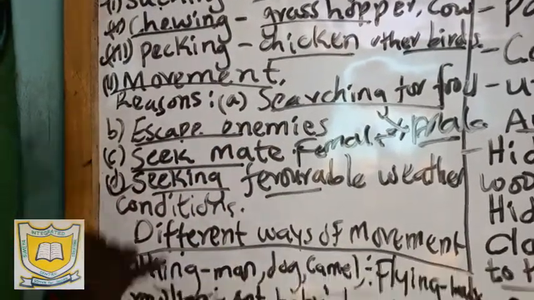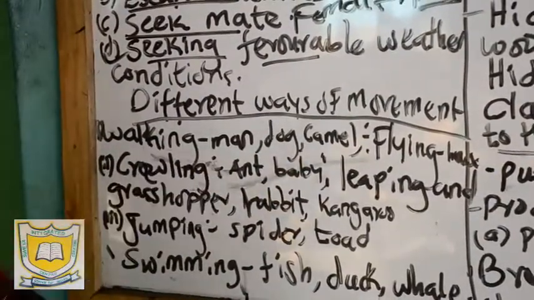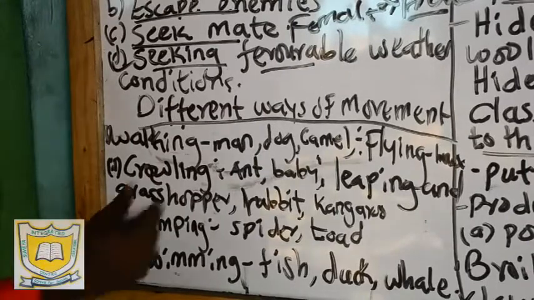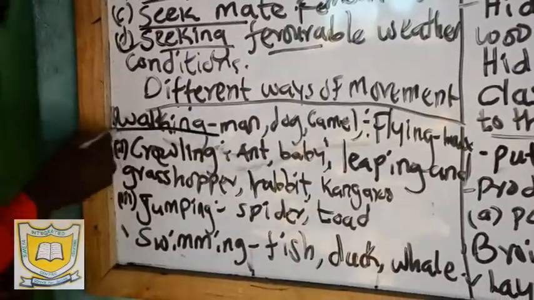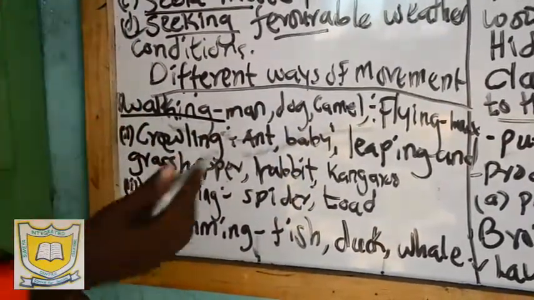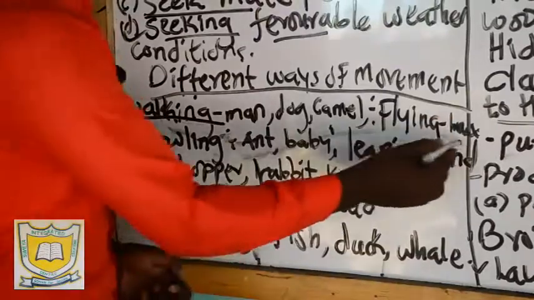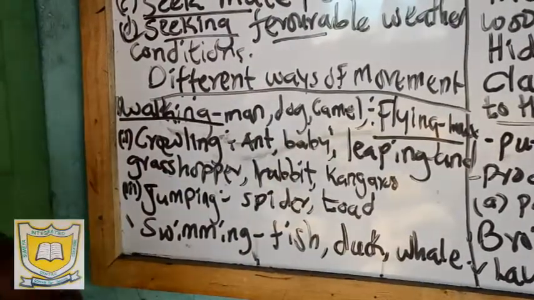Now, we have different types of movements. Animals move differently. The way we as human beings move is different from how birds move. Number one, we have those animals that move by walking. Walking includes man, dog, camel, etc. We have those that move by flying. That includes birds and other animals, like the grasshopper.